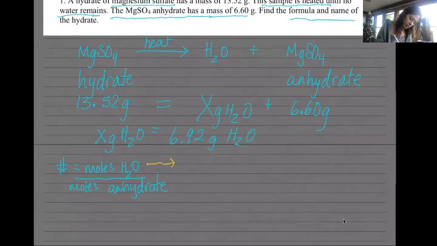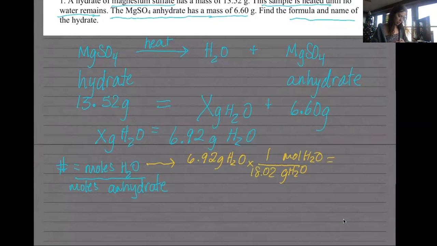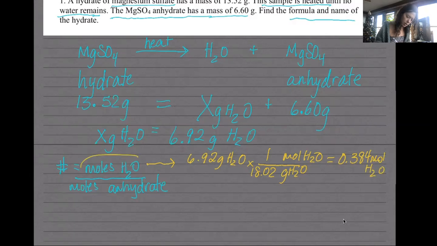Oh, look, I have grams of water. So let's take my 6.92 grams of water and turn it into moles of water. 1 mole is 18.02 grams. So 6.92 divided by 18.02 equals 0.384 moles of water. Okay, so I now know this number here.